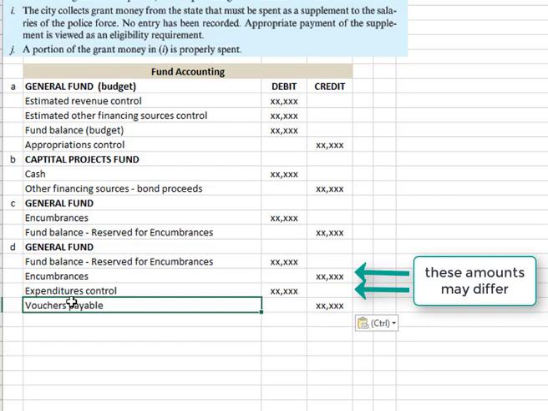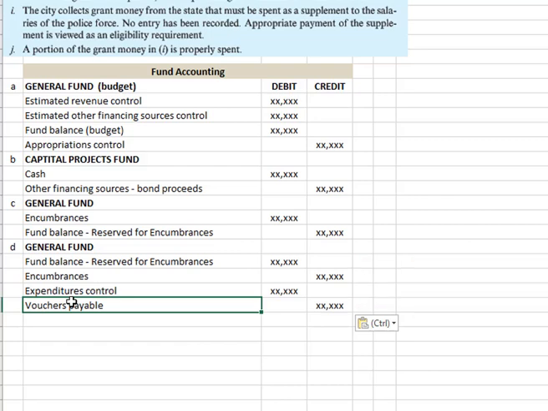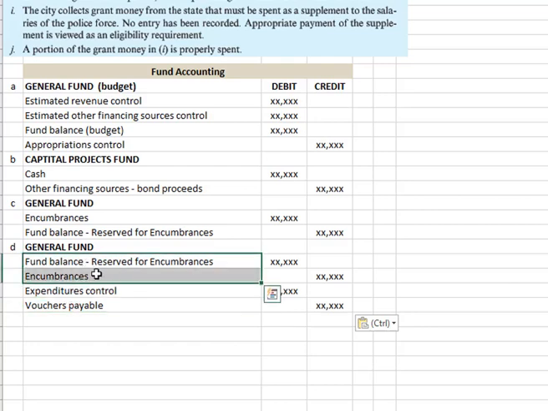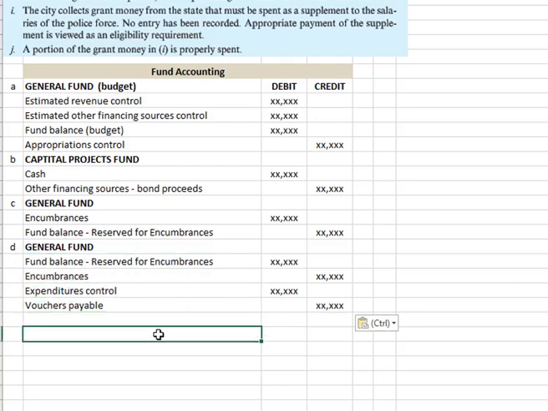That's especially true for traveling for a conference or something like that, because the encumbrance is the authorization. You were given authorization to order this thing. So the dollar amount in the expenditure and vouchers payable here may or may not exactly match the encumbrance, but when you reverse the encumbrance, you must exactly reverse what you put in, regardless of the amount of the final receipt that you owe to the vendor.